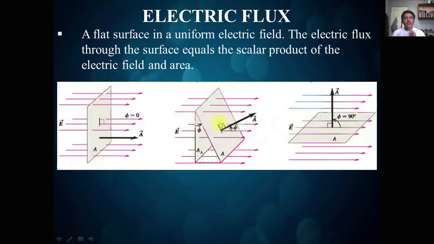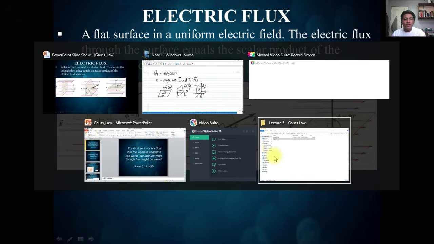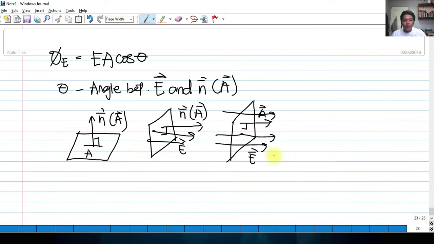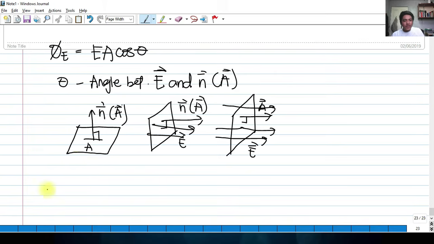Okay, so let's consider the three different cases of electric flux. In this case, we have three plates that are oriented at a certain angle, and we're going to see what the electric flux is through this tilted plate. Okay, we can replace this angle simply with theta or with 90 degrees. So as you can see, we can derive the concept from the equation.